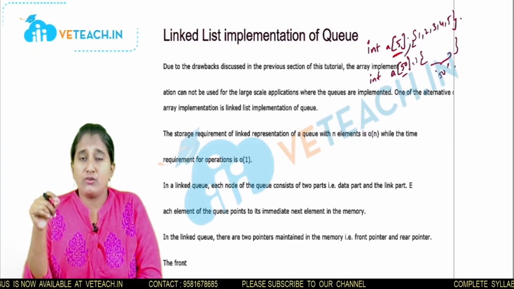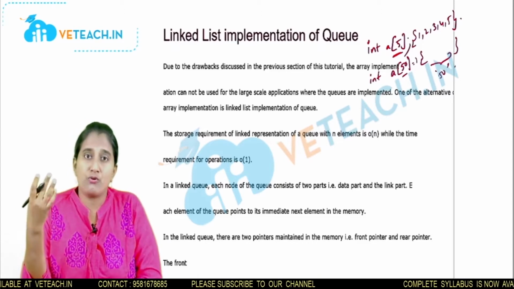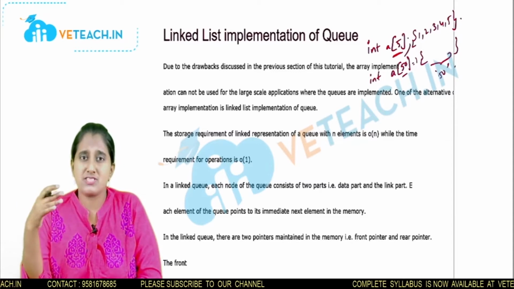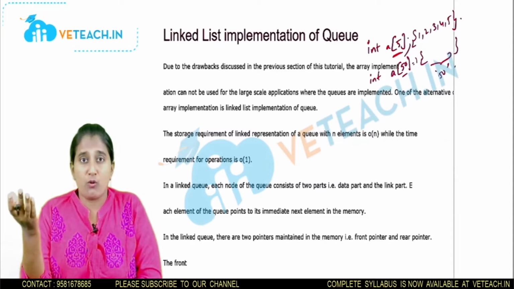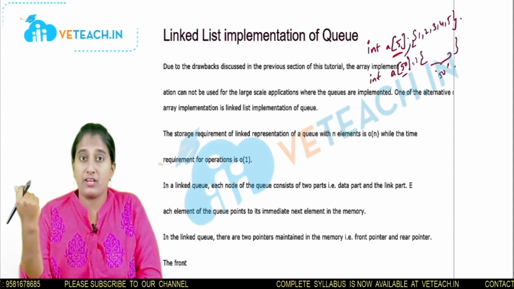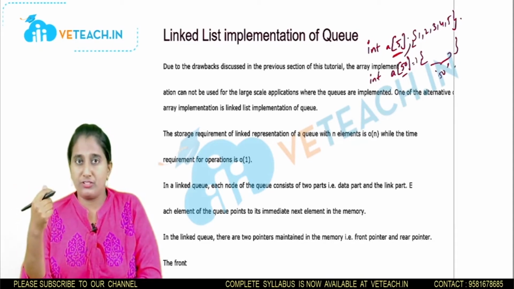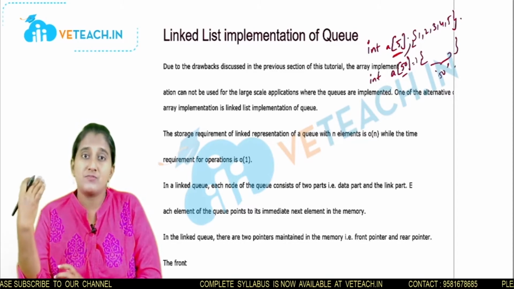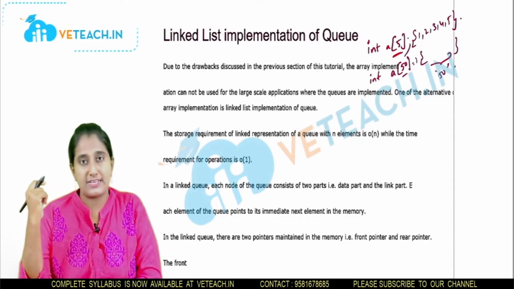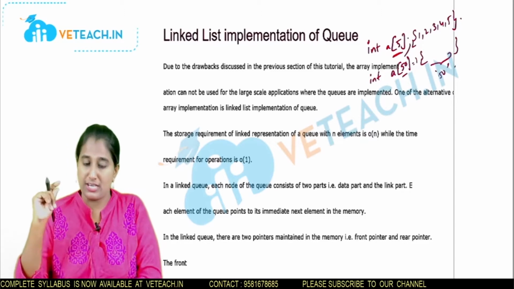So the array implementation is used only for fixed memory allocation. Whenever you want to implement queues but you don't know the size of the array, and you want to insert as many elements as you wish, then what we need to do? We go for linked list representation. Linked list representation is also used when you want to insert unlimited elements. Let us see how we represent queues using linked list.